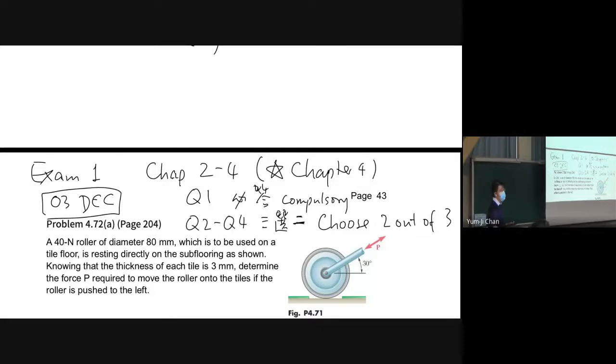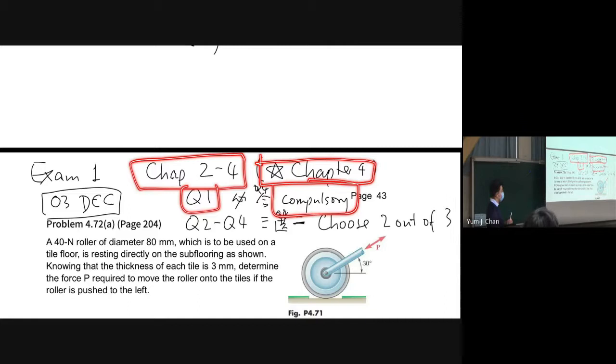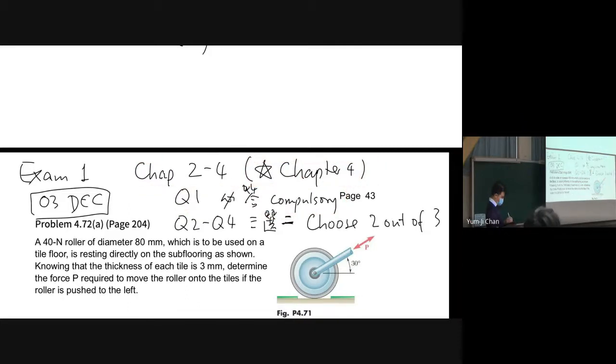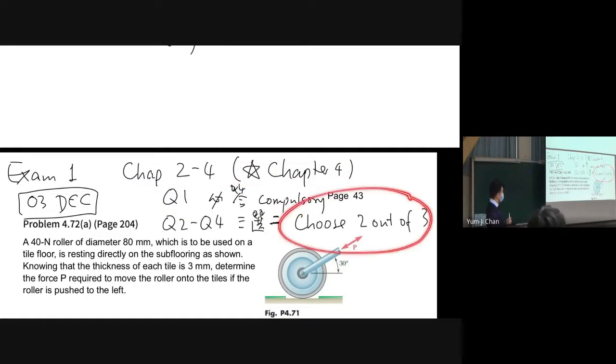Reminder on the first exam, exam number 1. It will be next Friday, next week. It will cover chapters 2 to 4, and many of the questions will be from chapter 4. Question 1 is compulsory, and you have to answer question 1 and choose 2 out of 3 questions from questions 2 to 4. My tip is: read the question before you answer. Okay, read the question before you answer.